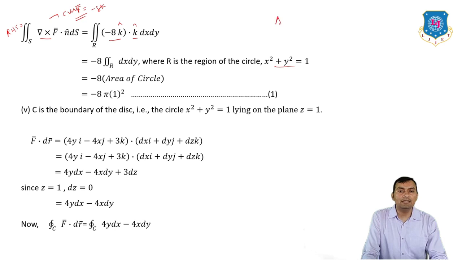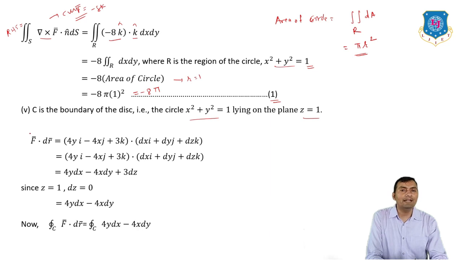As we know, the double integration of dA over the region R is the area of the circle, pi r square. So using this standard formula, we get minus 8 times the area of the circle. Here the radius is 1, so minus 8 pi times 1 whole square. After simplifying, you will get minus 8 pi. So that is equation number 1. Here, C is the boundary of the disk, that is the circle x square plus y square equal to 1, lying on the plane z equal to 1.